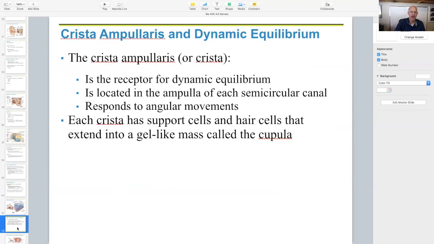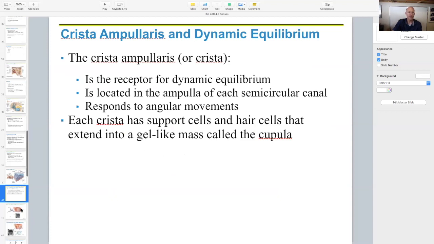Okay? Now, the crista ampullaris, it's a little bit different, but it's still the same concept, right? We have hair follicles that are going to be moved, and when they move, they're going to stimulate the nerve to tell our brain that we have moved. But it does so more in this dynamic equilibrium. It's not just these linear movements, the bends, twists, rotations, those kind of things.